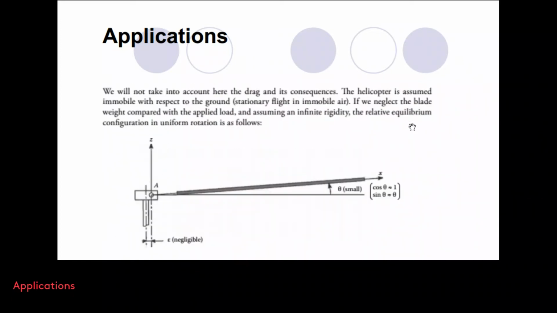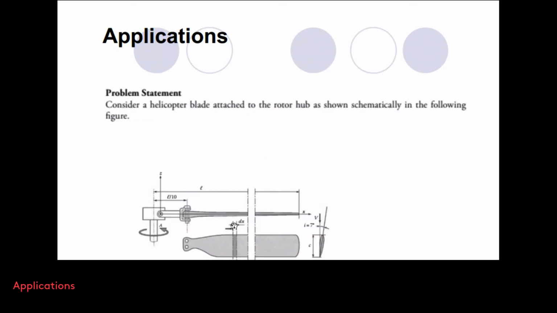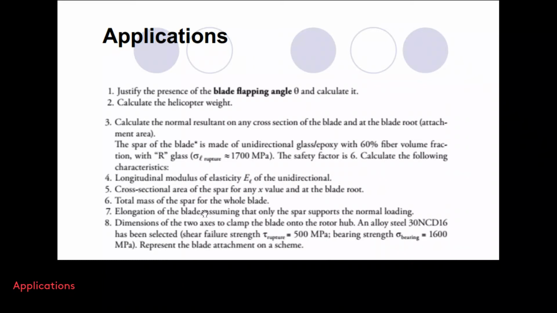So we are asked for the normal force as a function of the coordinate x and the total resultant force at this junction. The spar of the blade is made of unidirectional glass epoxy with 60% fiber volume fraction with R glass. Rupture stress is given: sigma L rupture is 1700 megapascals. The safety factor is 6.